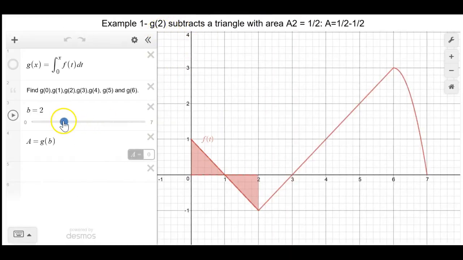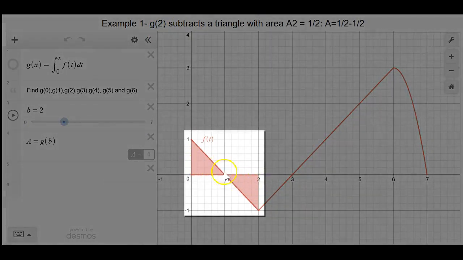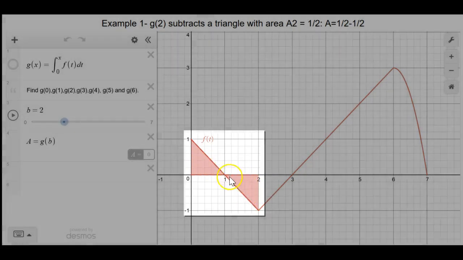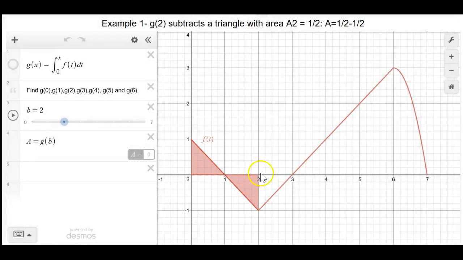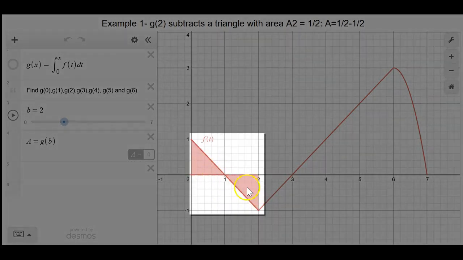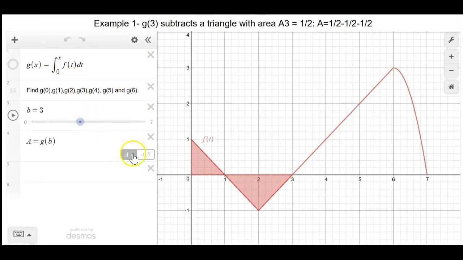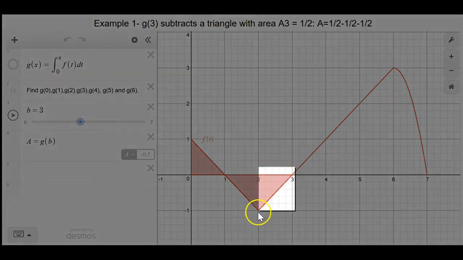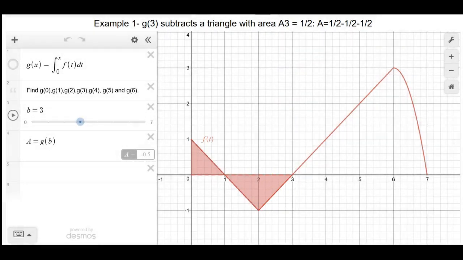Now g of 2, so I'm going from 1 to 2, so I'm going to be accumulating net area. Again, from 1 to 2, I have a right triangle with base 1, height 1. So I'm summing these, and I'm getting a net area of 0. G of 3, I'm accumulating area. Now I'm adding the area from 2 to 3. Again, it's another right triangle, and so on. And so you can see how now the net area is negative 1/2.